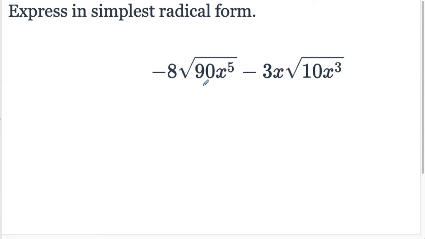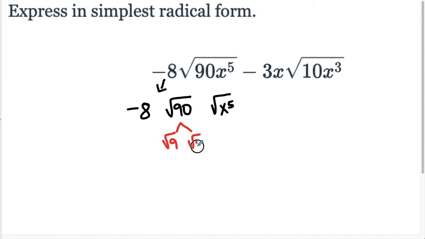Okay, so again, we'll do the same exact step. We will bring this down, which is my coefficient, break down my square root of 90 and break down my x to the 5th power. So my square root of 90 is square root of 9 and square root of 10. The square root of 9 is a whole number 3, and then square root of 10. The square root of x to the 5th power is x to the power of 5 halves, which gets broken down to x squared and then square root of x.